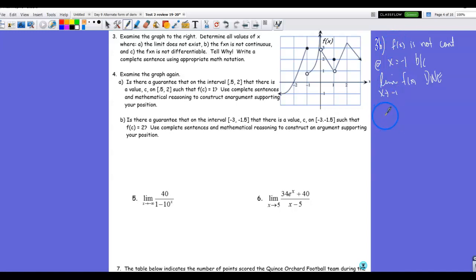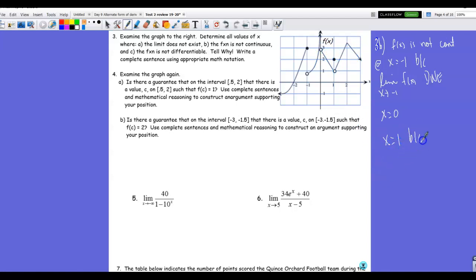f of x is not continuous at x equal to 0, and in that case I'm going to say the same thing. The limit does not exist, so I'm going to do basically the same write-up. And for the third place where there's a discontinuity, which is right here at x equal to 1, I do see a y value right here, so there's a y value of 2. The limit does exist, but they don't equal each other.